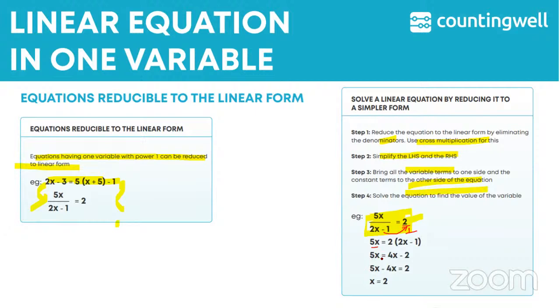So we have here 5x equals 2 into 2x minus 2. So 5x minus 4x equals 2. That's why we have x equals 2.